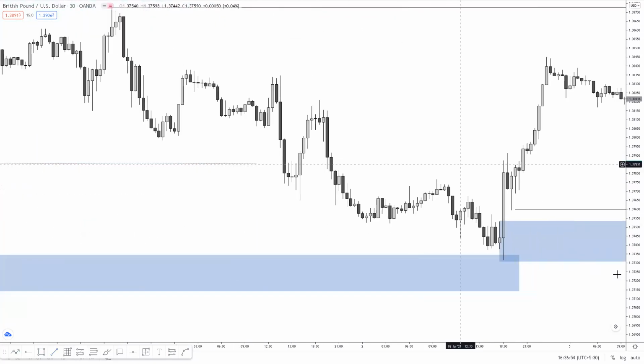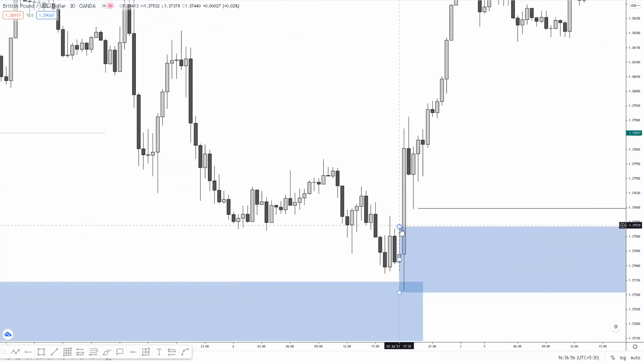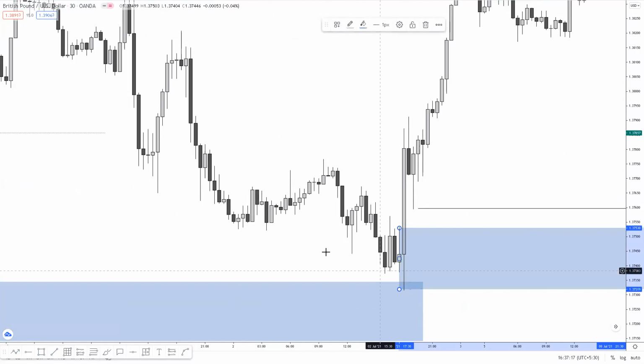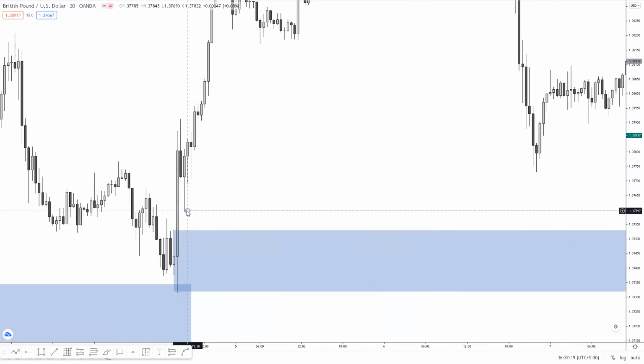Price opened right here, and this is the last push down before the push up. But like I told you, this wick still has some selling pressure that was not mitigated. So that's the reason I'm using this whole range, from this bearish candle to the low of this bullish candle.